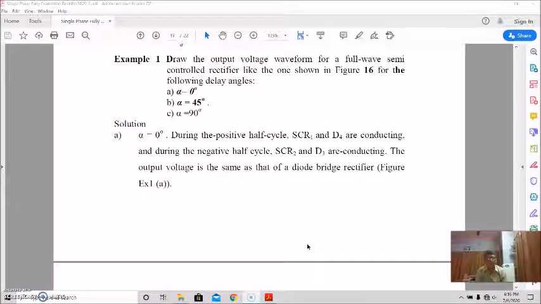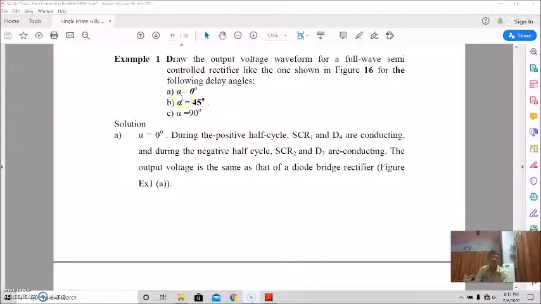If we take an example like this: draw the output voltage waveforms for a full wave semi-controlled rectifier. To be clear, full wave semi-controlled, that is half controlled rectifier, like shown in the circuit. Actually we have discussed this earlier. We come to the circuit for the following delay angle, that is firing angle alpha equal to 0 degree, alpha equal to 45 degree and alpha equal to 90 degree.